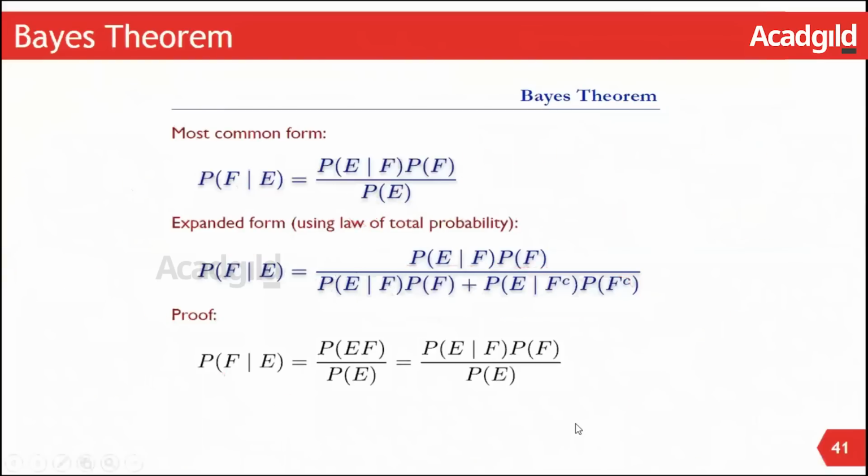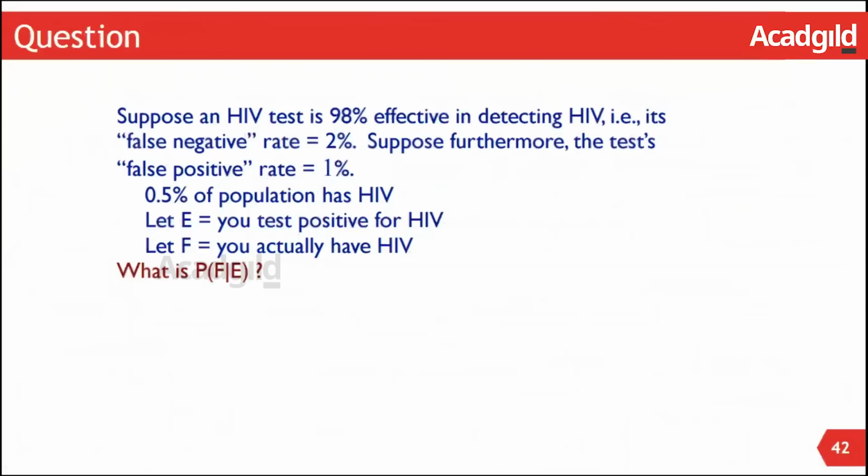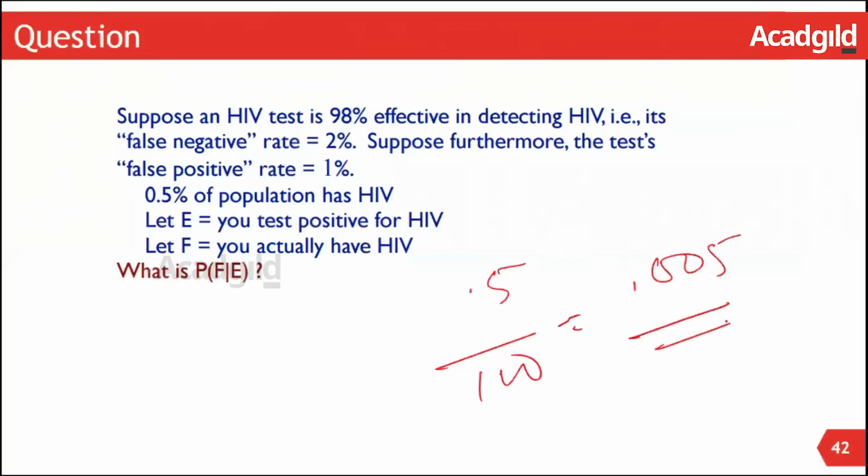Now, how do we use it? We have a very good question for that. So this is it. Suppose in any given society, say in a particular state, only roughly 0.5% of the population has HIV. So I pick up a person at random. What is the probability that the person has HIV? That would be 0.5 divided by 100, which is equal to 0.005.